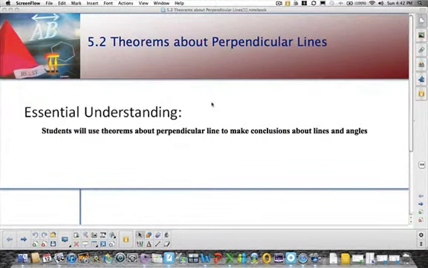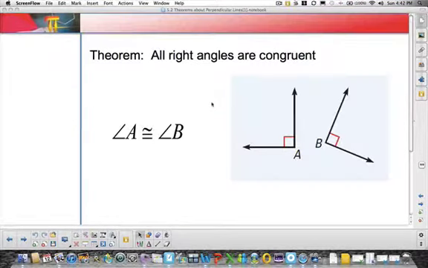In this section, we're going to focus on theorems about perpendicular lines. We're really going to focus on the reasoning behind the conclusions that we make. So our goal for today is to use theorems about perpendicular lines in order to make conclusions about different lines and different angles.